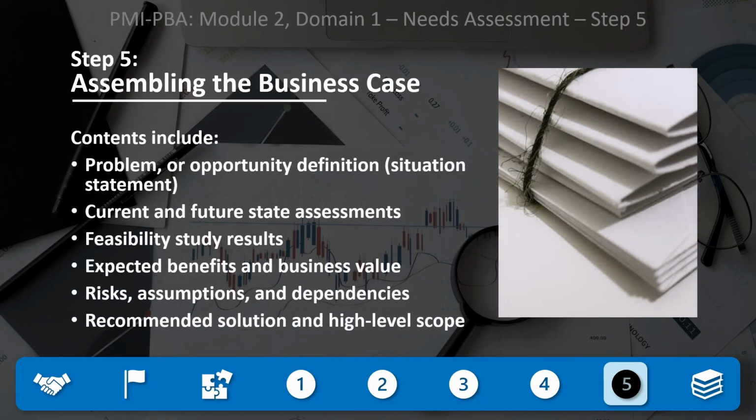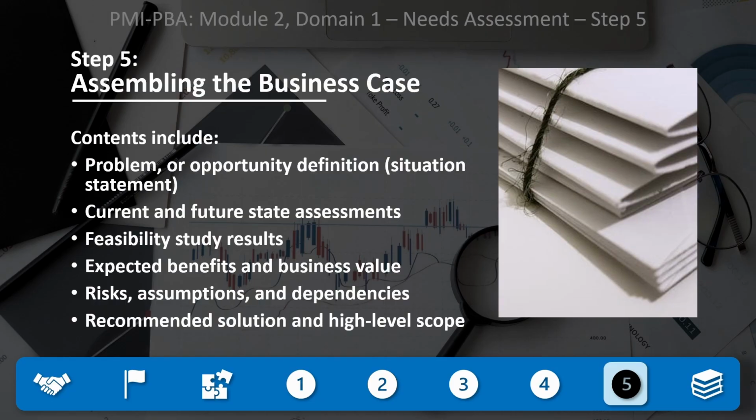The business case typically includes several key elements. It starts with the business need and the situation statement, which establish the context and urgency. It then presents the current state assessment and the desired future state, clearly showing the gap that must be bridged. From there, it outlines the options considered, along with the results of feasibility studies, cost-benefit analyses, and risk assessments. Finally, it highlights the recommended solution option, supported by rationale, expected benefits, and success measures.